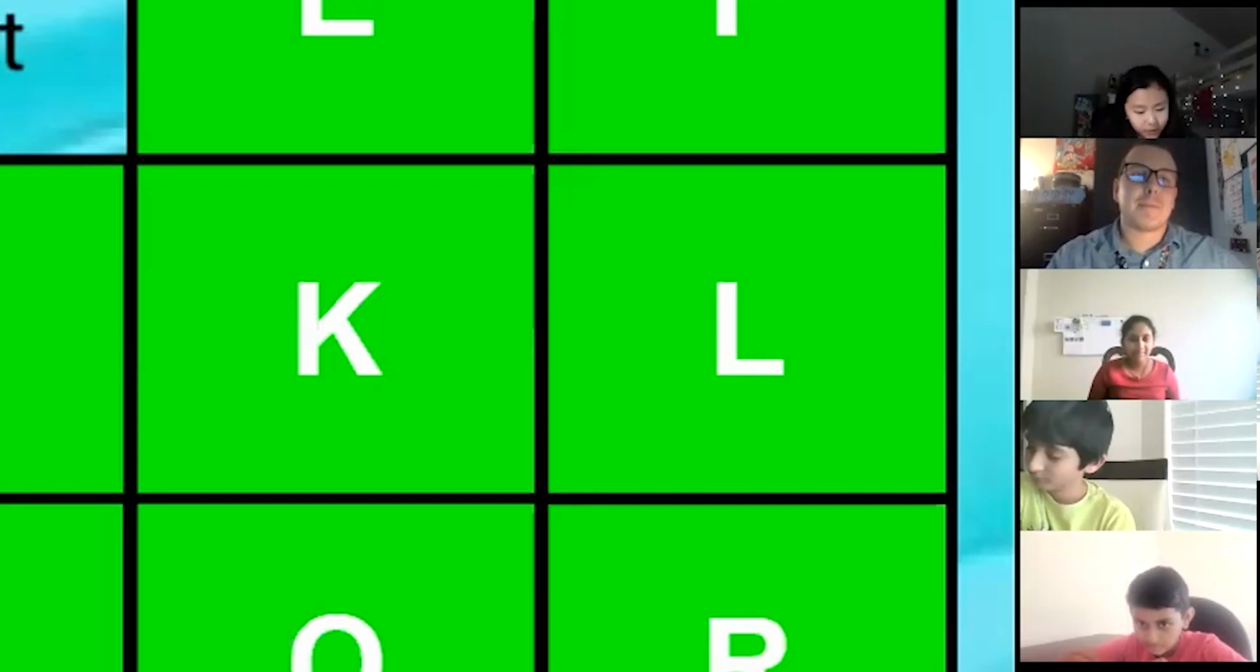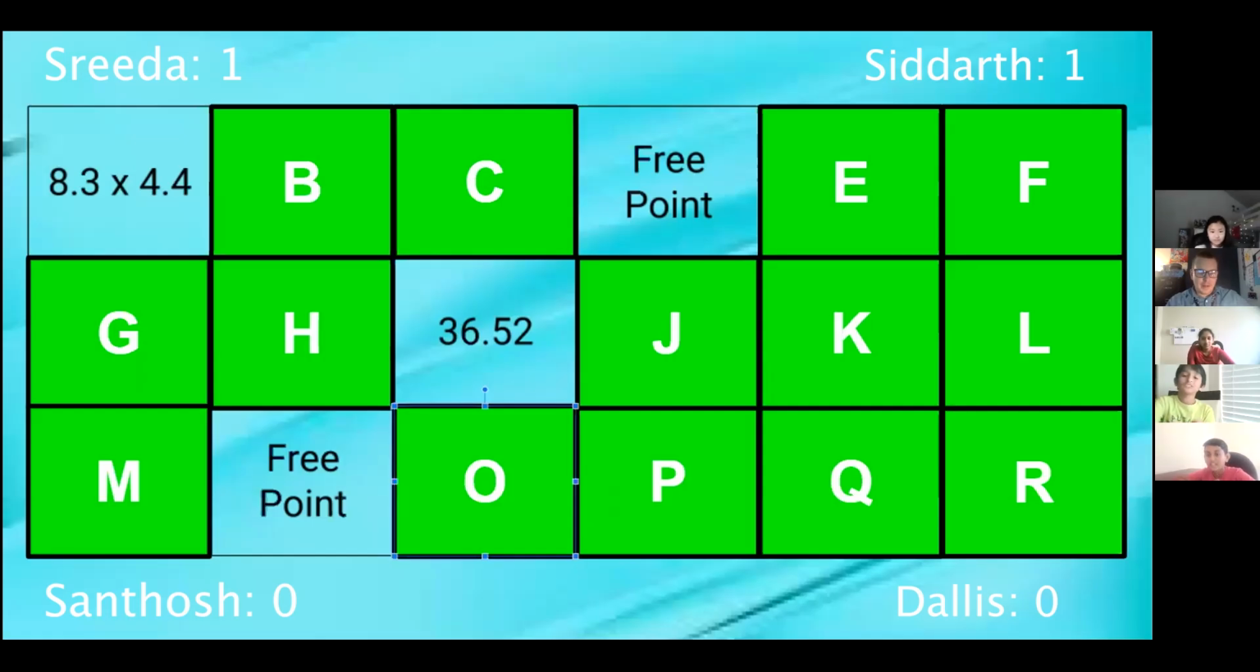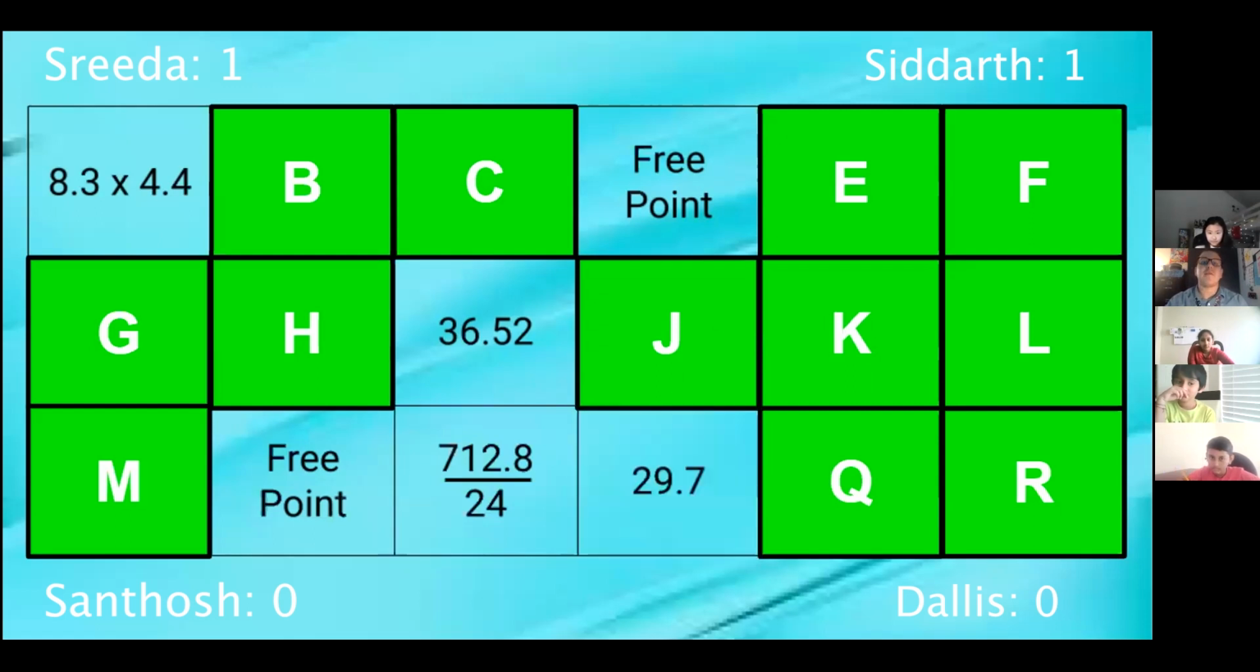I would like to open O and P. O and P. Okay, so we have O right here, and P is right here. Do you feel like you have a good answer, Dallas? Yes. Ding, ding, ding. You did get a good answer. Great job. So now Dallas is on the board with 1 point. And since she got it correct, she gets to go again. What are going to be your next two choices, Dallas?